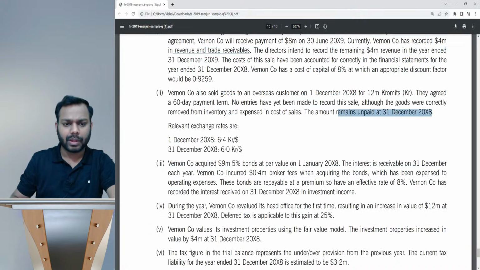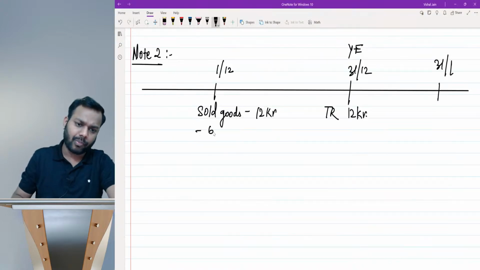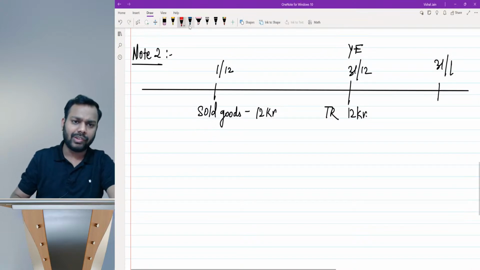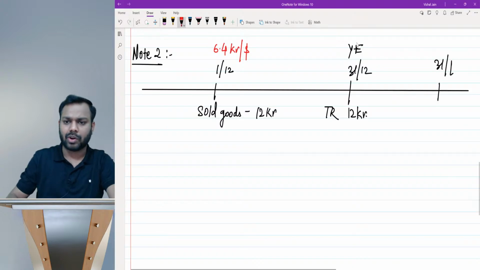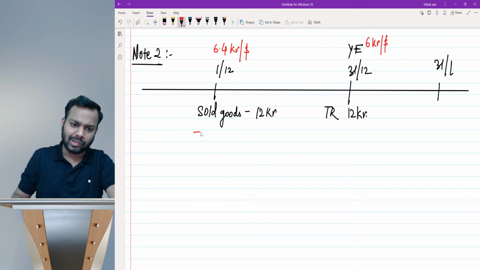Now the question says the exchange rate is, let me write here, 6.4 cromits per dollar on the first date, and 6 cromits per dollar on the year end date. Now tell me, what is the journal entry on this date and on this date?